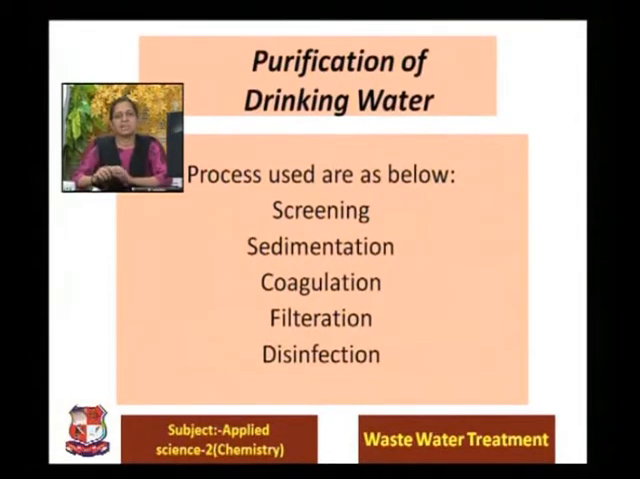You can see here very clearly what processes are used, as below. Screening process, we can see, to purify our drinking water. In order to purify the drinking water, we can do screening, sedimentation, coagulation, filtration, and disinfection. These are all the processes that are basically employed for purifying the water. So how can we do this process in a stepwise manner? Let us try to understand it.